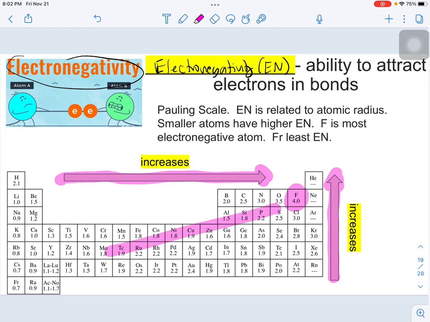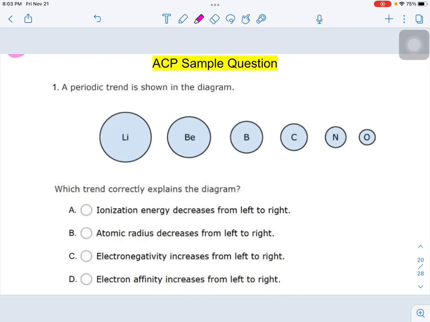And then let's go all the way down here to francium. It has a 0.7 rating. It's the least electronegative element. So here we have two sample questions, or here's sample question number 1.